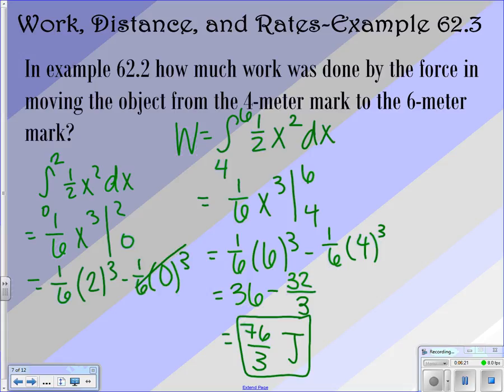And so that term goes away. And then 2 cubed is 8/6, which is going to be 4/3. And so that's a different amount of work from the 76/3 that we found. So it does matter what the ending and starting points are for your work on these problems. You can't just integrate it from 0 to however far you moved your object.